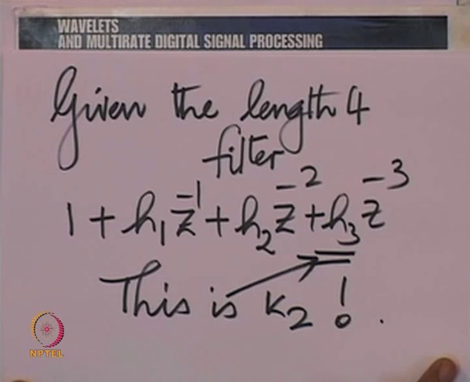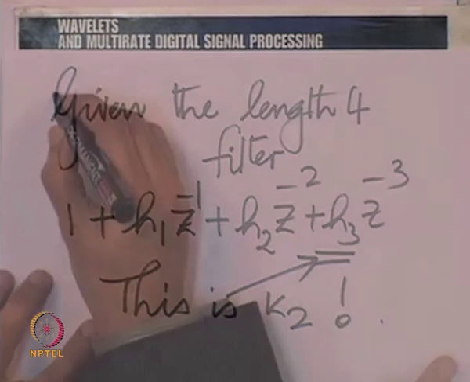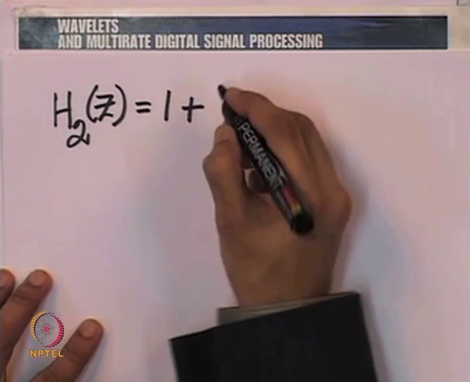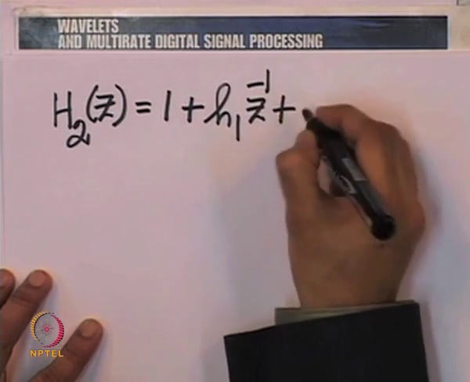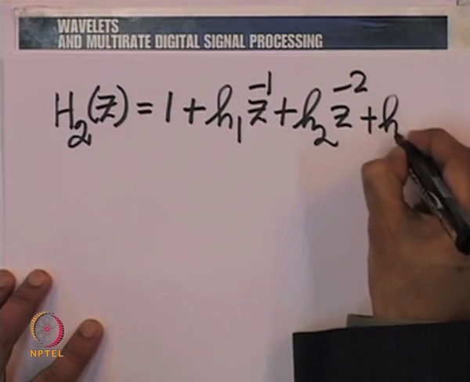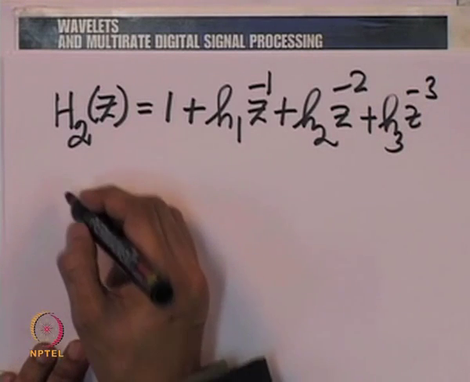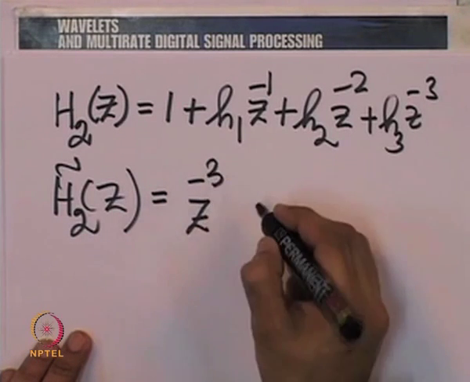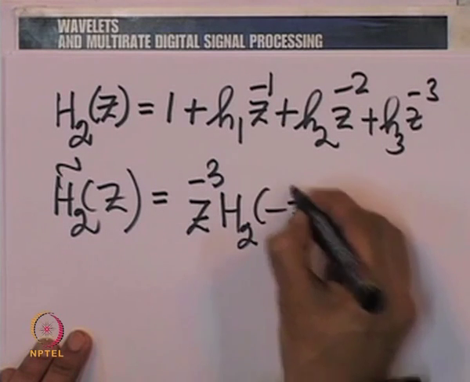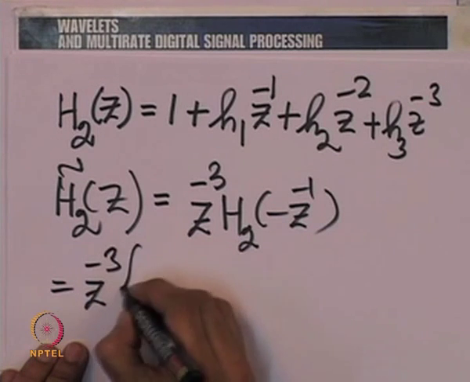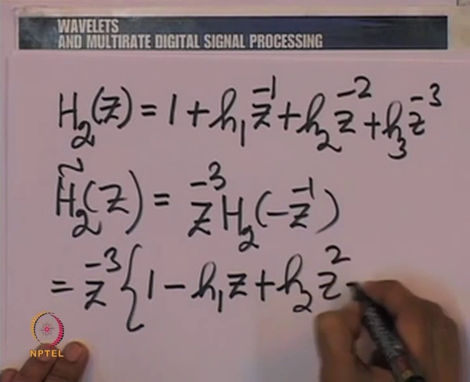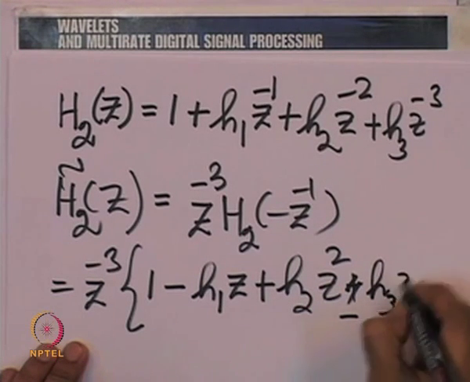And having noted that, we can obtain one step lower. So, now we can construct, if we call this h z, or let us say h 2 z, after the second stage, then we can also construct h 2 tilde z, and h 2 tilde z is going to be very simple. It is going to be z raised to the power minus 3 h 2 of z inverse, which is z raised to the power minus 3 times 1 minus h 1 z plus h 2 z squared minus h 3 z raised to the power 3.